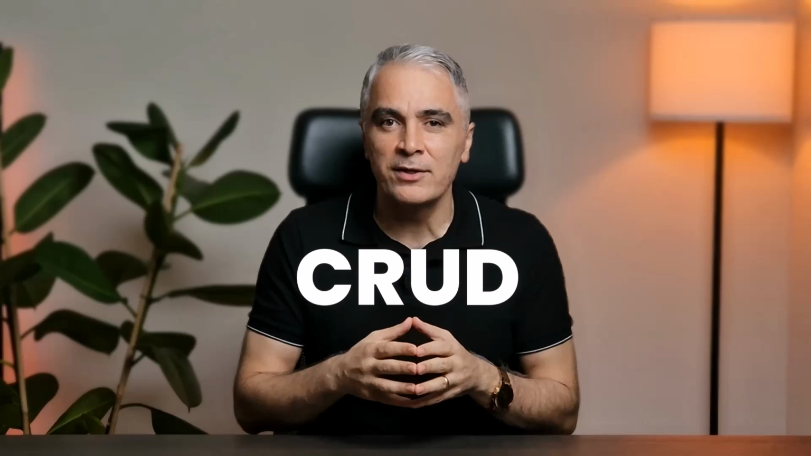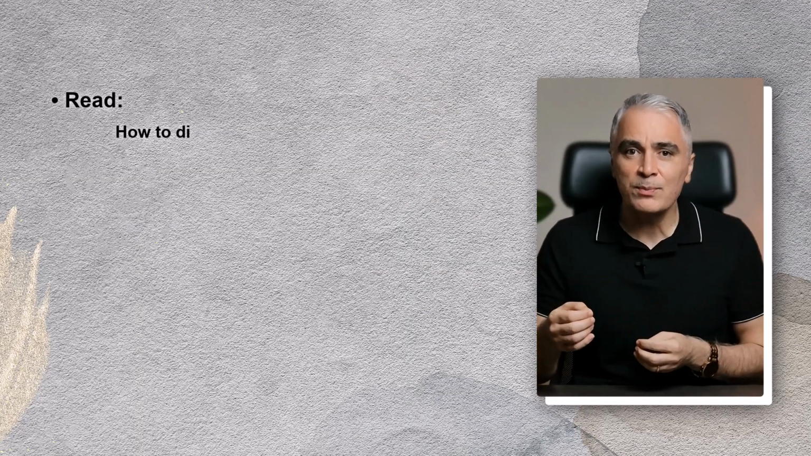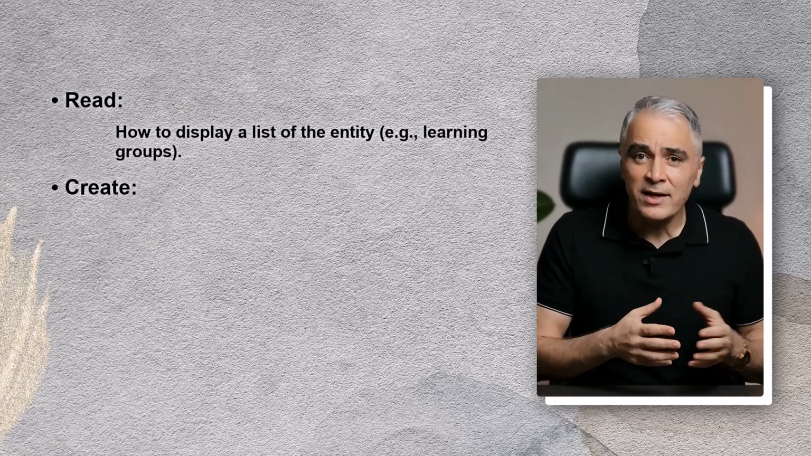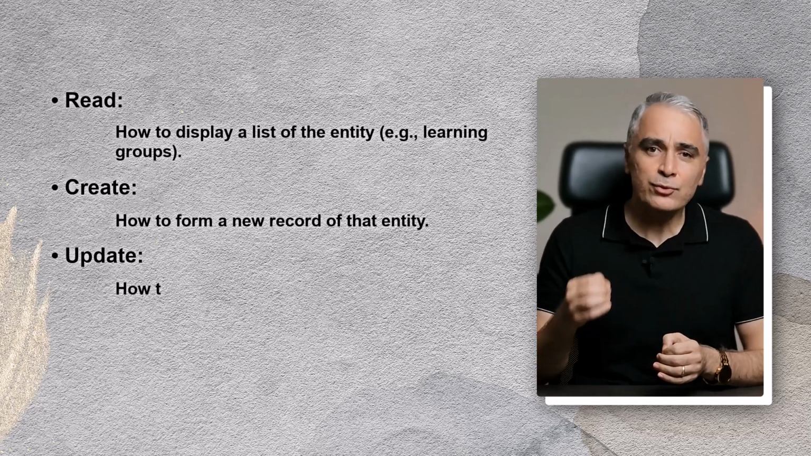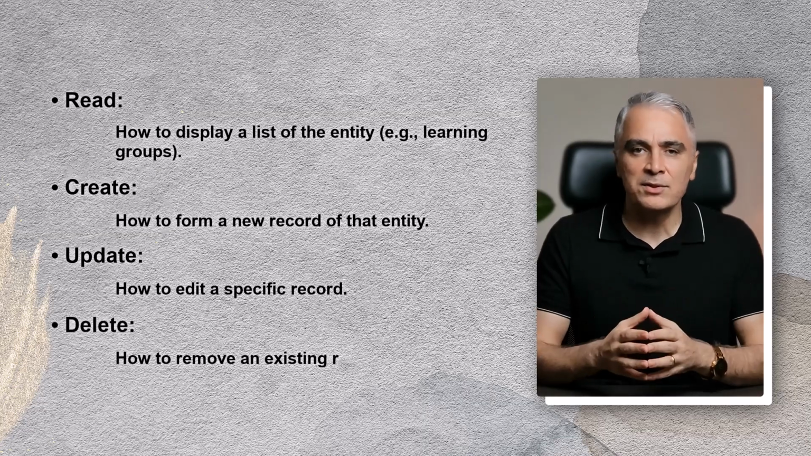Now let's see the thinking process that we need to create a visual design. When designing a feature, start by considering the 4 core functionalities known as CRUD: create, read, update, and delete. This means you need to plan for read, how to display a list of the entity, for example, learning groups; create, how to form a new record of that entity; update, how to edit a specific record; and delete, how to remove an existing record.